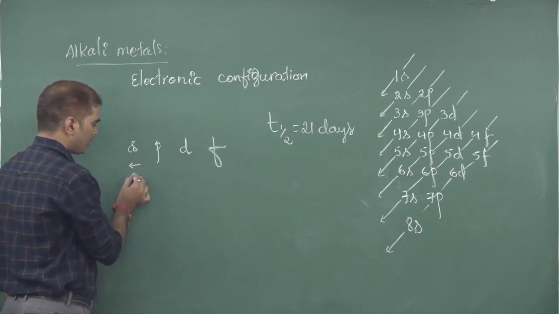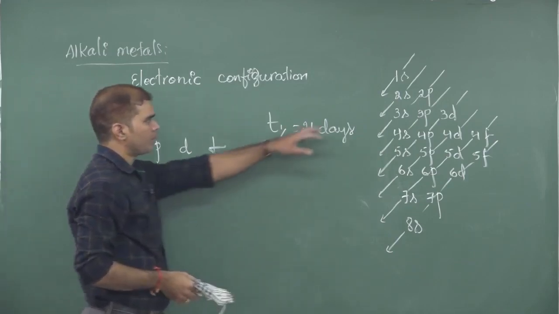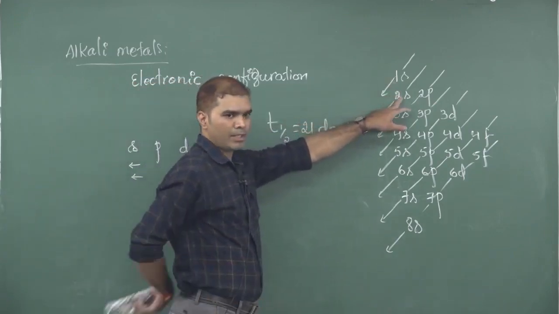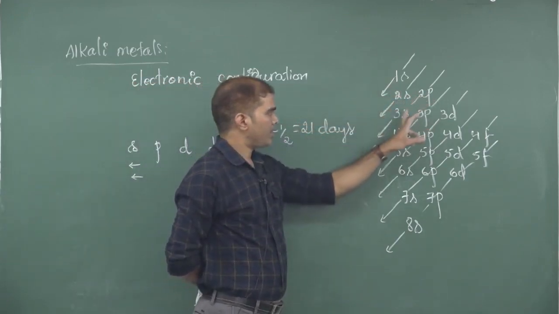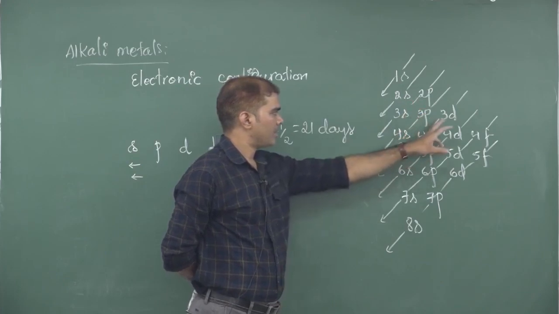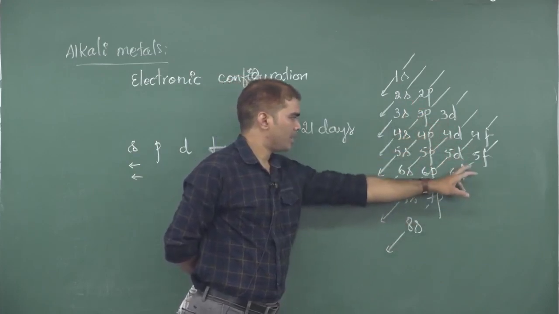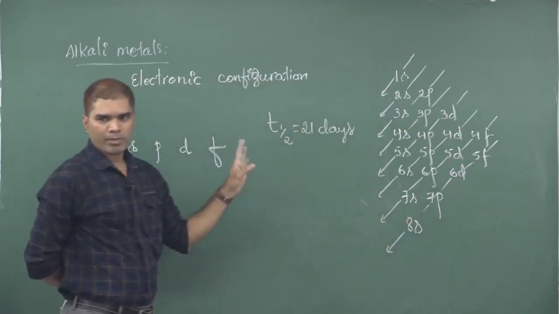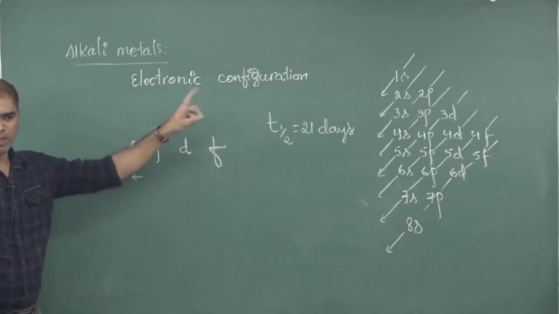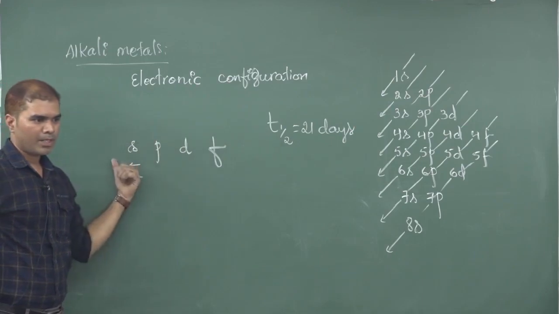The next one will also be S. First you start with S, then you write S again. Then you get PS, PS, DPS, DPS, FDPS, FDPS. So that is how we remember the electronic configuration. Whatever you are writing in the first, you are also writing it here.